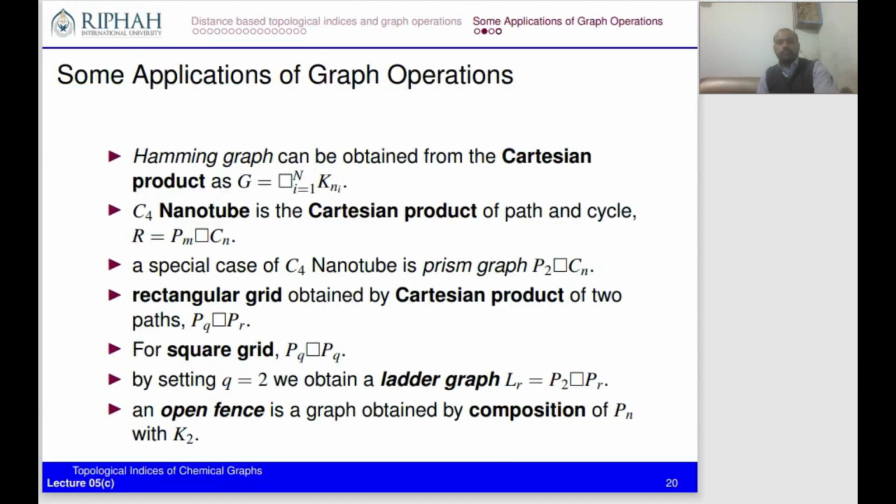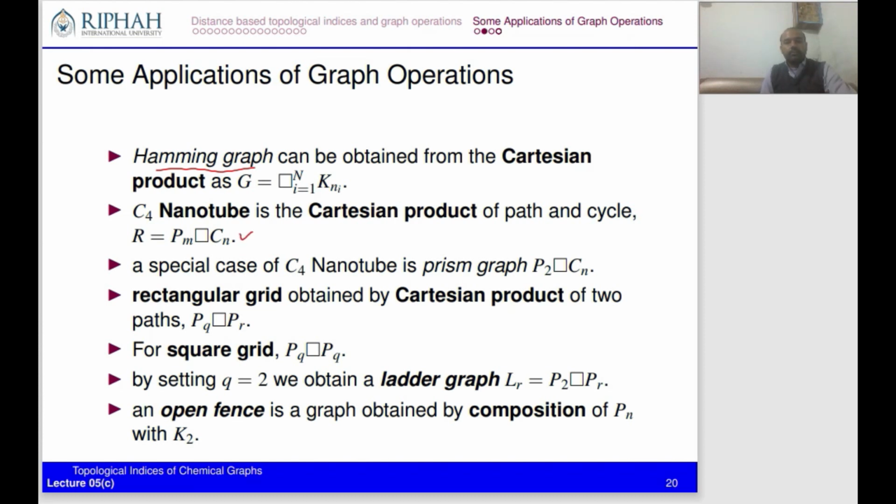So the first application is the Hamming graph. A Hamming graph is a large graph that can be obtained by the Cartesian product of K_Ni, where K_Ni is a complete graph of order Ni. So a Hamming graph can be obtained by applying the Cartesian product on complete graphs. Next, the C4 nanotube is a molecular structure, the Cartesian product of a path and a cycle graph.